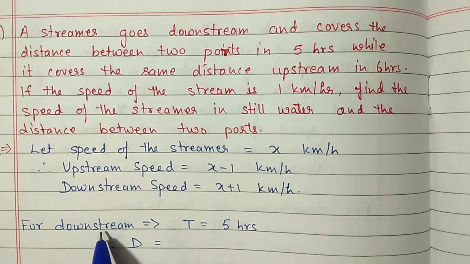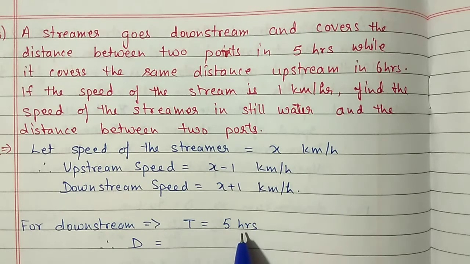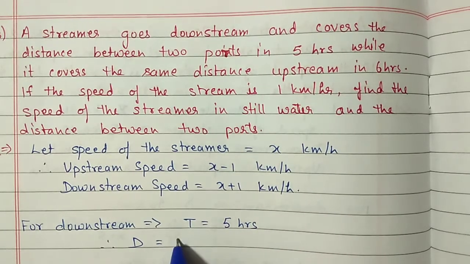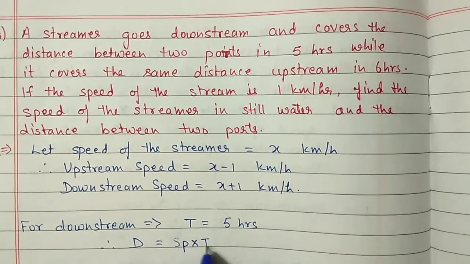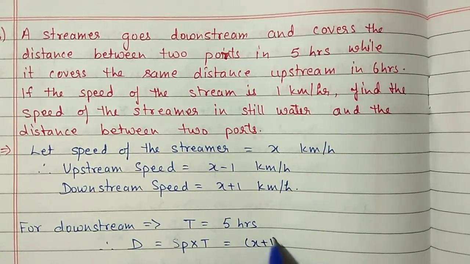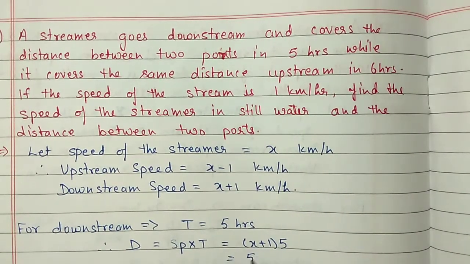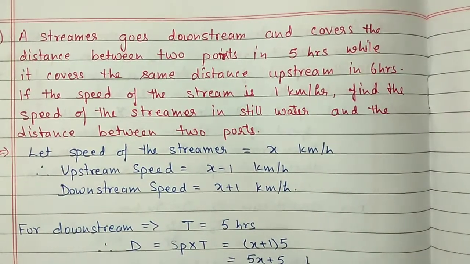Now for downstream we will calculate the distance. For downstream the time is given, 5 hours. So distance is equal to speed into time. Speed is x plus 1 and time is 5. So it will become 5x plus 5 kilometer.